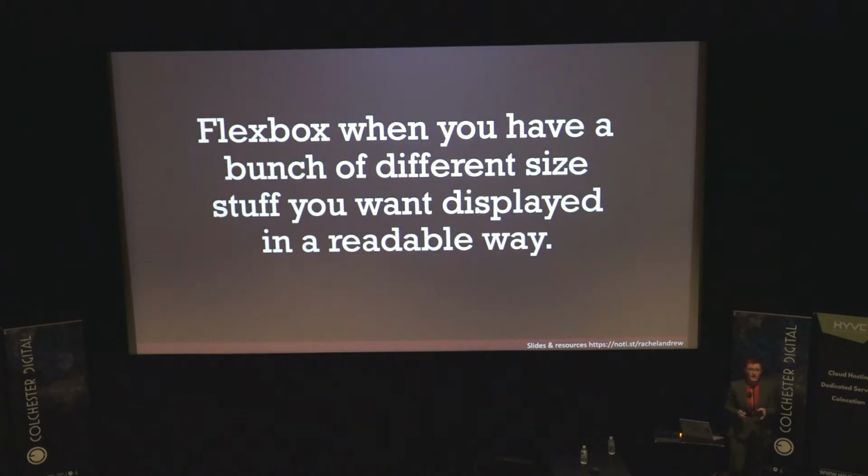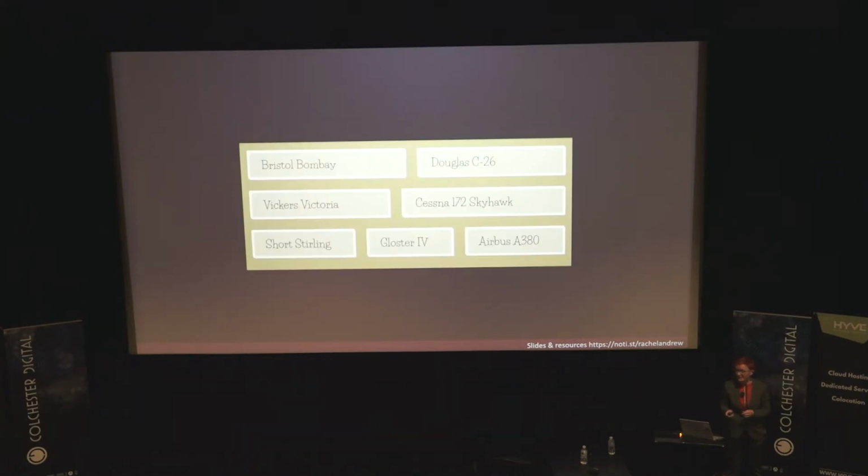So maybe you've got a bunch of stuff, and that stuff all has different sizes and different lengths. You just want it displayed in a readable way. You'd like the browser to lay this stuff out in a sensible manner, not stick a great big thing into a tiny column or leave loads of space around a tiny thing. Now that is a really good job for Flexbox. That's not a grid. It's just a bunch of stuff laid out in a reasonable way for that stuff.